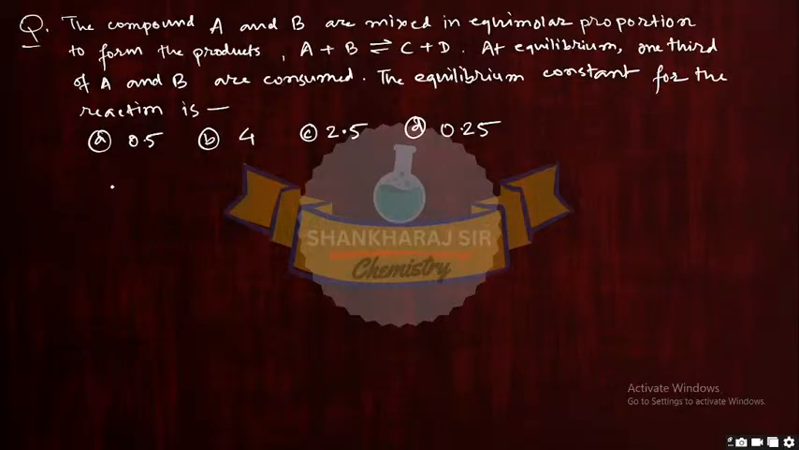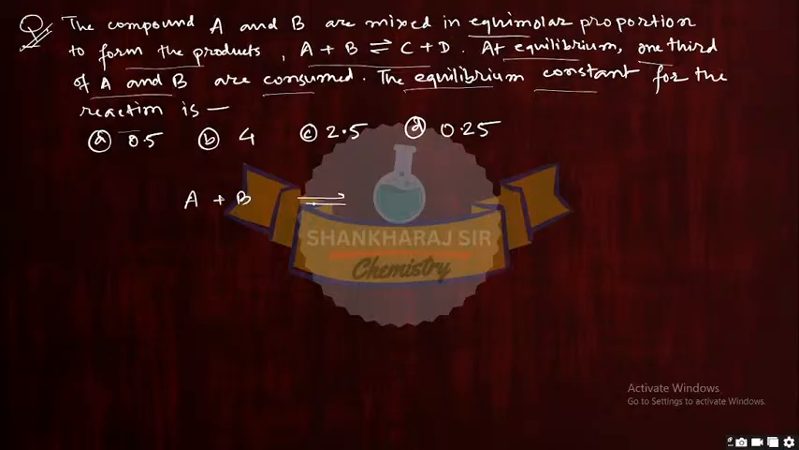Next, this is the next question. The compounds A and B are mixed in equimolar proportion to form the product: A plus B is equal to C plus D. At equilibrium, 1/3 of A and B are consumed. The equilibrium constant for the reaction is? So for that you have to write the reaction. This is the reaction: A plus B, reversible, C plus D. So initially, let us suppose this is 1 mole, this is also 1 mole, this is 0, this is 0.